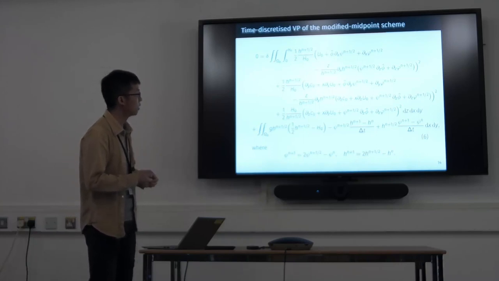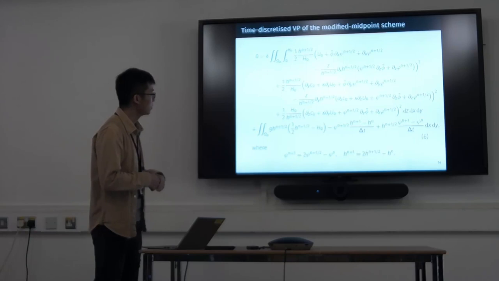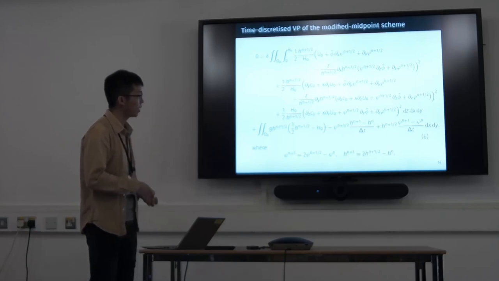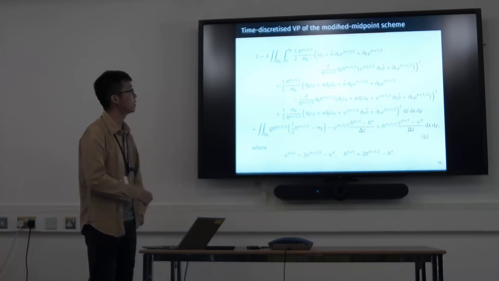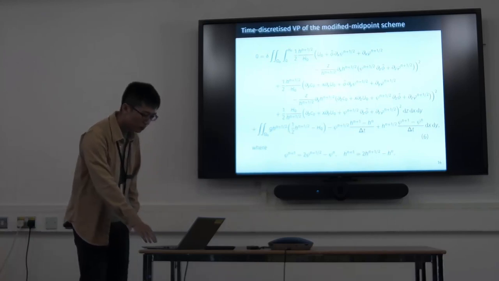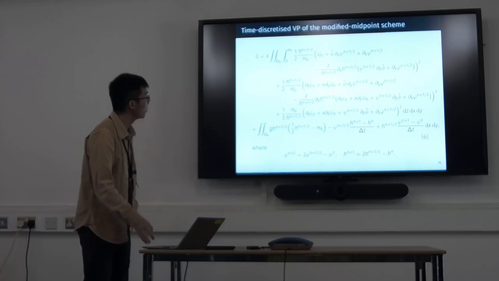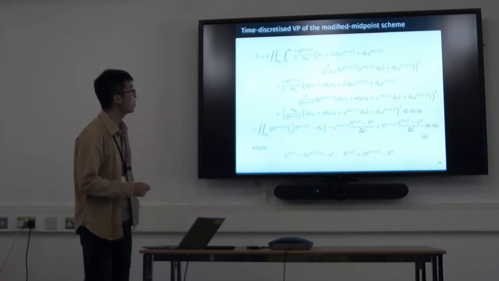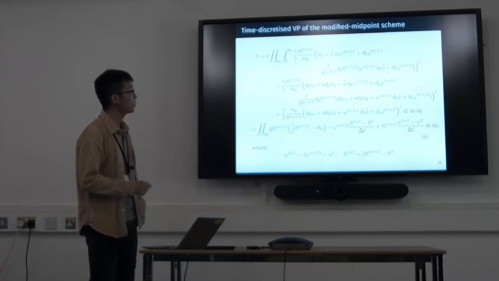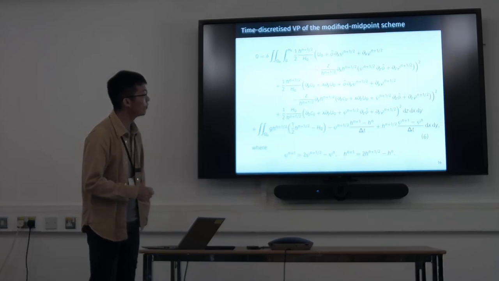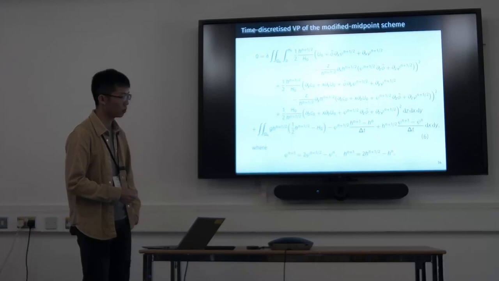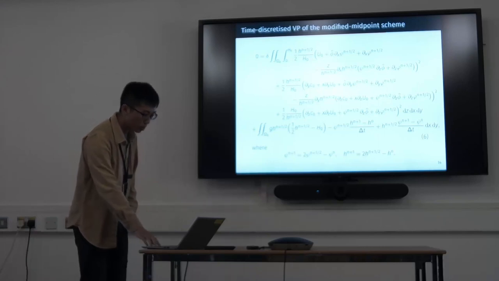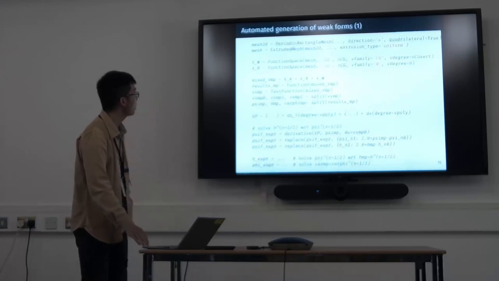And this work is done with the help of Colin, and he helped us to propose this modified midpoint scheme. And here we have three unknowns. It's psi, which is the free surface velocity, and var phi, the interior velocity, and also h, the total water depth. And I show the code here.